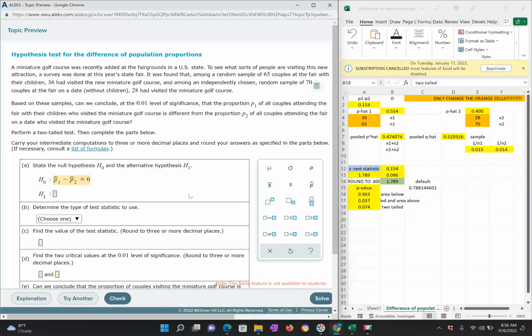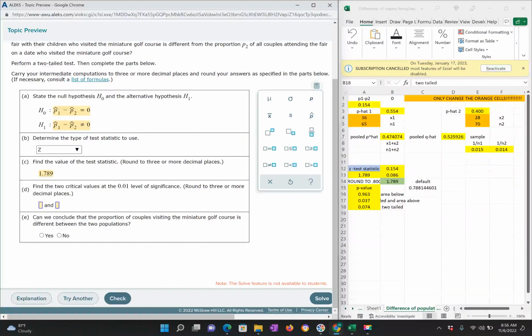And then over here, and this is the next one, I want p hat 1 minus p hat 2. So I'm actually going to do this, and I want not equal to 0. Okay? Obviously, this is going to be a z-test. And find the test statistic. They want 3 or more, so I'll go with 1.789.